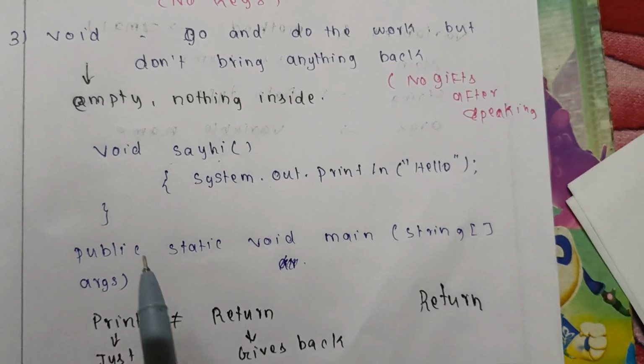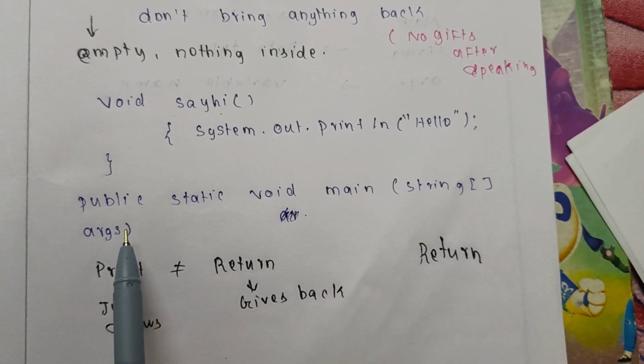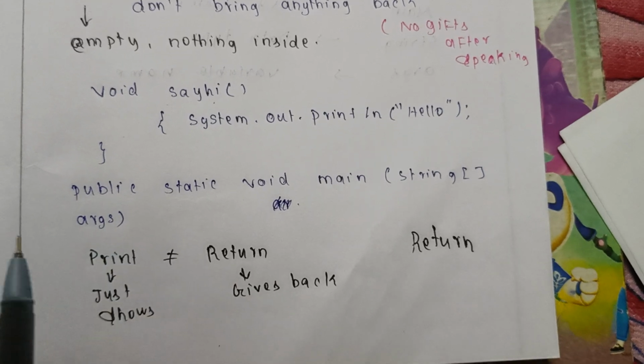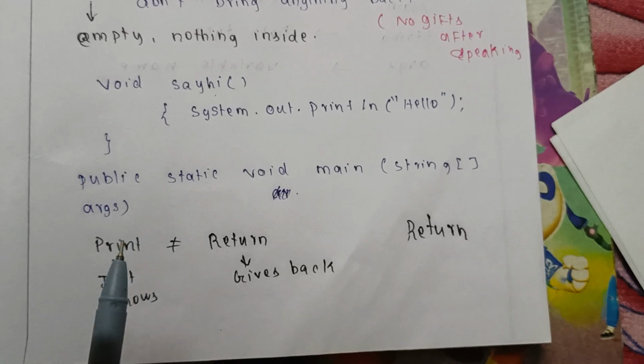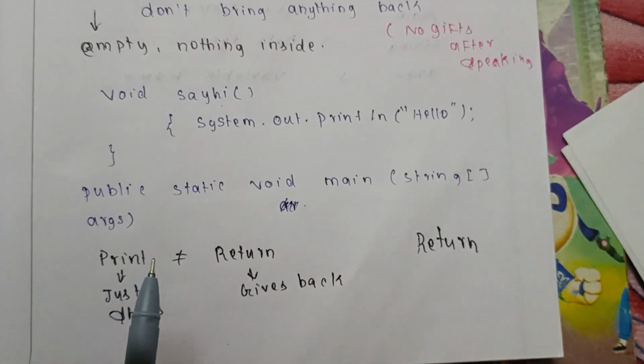This is our main method. We are telling Java to start the program and do the work, with no need to give anything back. This is why void is important.